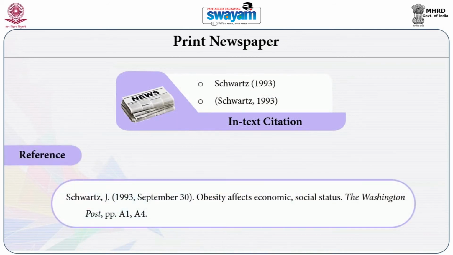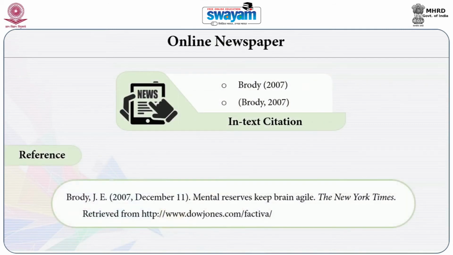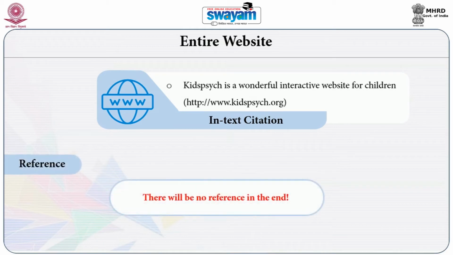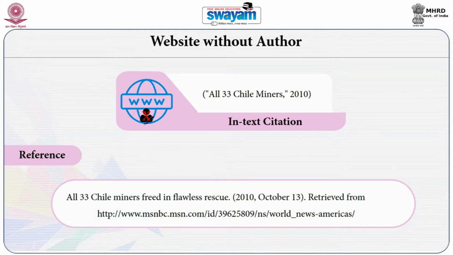For print and online newspapers, the details are the same. The date, month and year when the article was published and which newspaper it appeared in are given. Except for an online newspaper, a URL is provided. An entire website can be given in parentheses or round brackets, and no reference needs to be provided at the end, as given on screen. A website without an author example is given on screen.